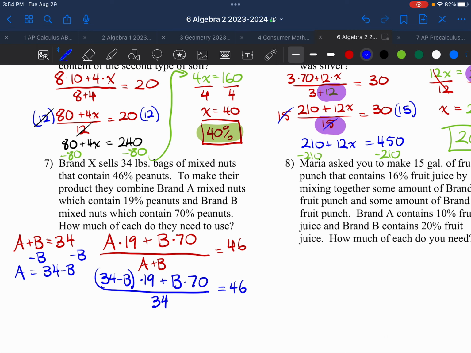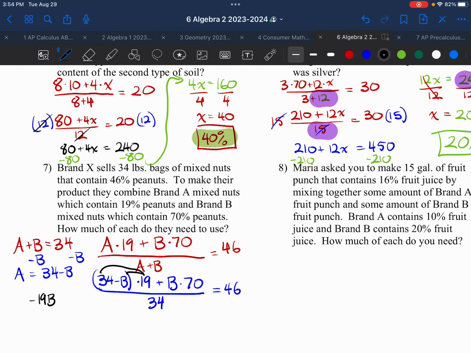Okay, so I'm going to distribute the 19 into the B, which is easy. It's going to be minus 19B. Where did the minus sign come from? It came from that minus sign right there. A negative times a positive is a negative. And I need to distribute 19 into the 34 as well. So how am I going to do that without a calculator? I always push myself to see if I can do it without a calculator.